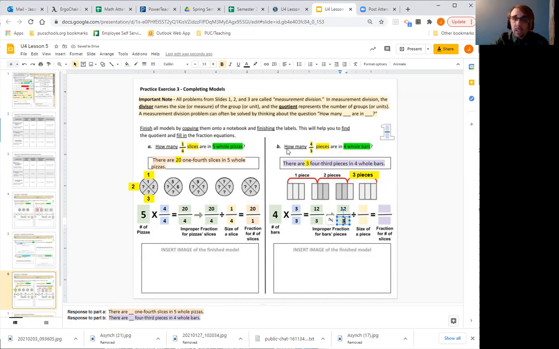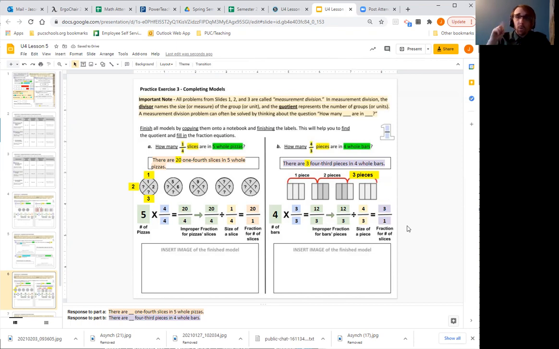Our divisor is where it says how many 4/3 pieces. So I'm going to put 4/3 right here. And then when I divide straight across, I get 3 on the top, 1 on the bottom. And anytime I have a 1 on the bottom, I can just count by ones to get to the top. So 1, 2, 3, my answer is 3. So that confirms that it's correct.